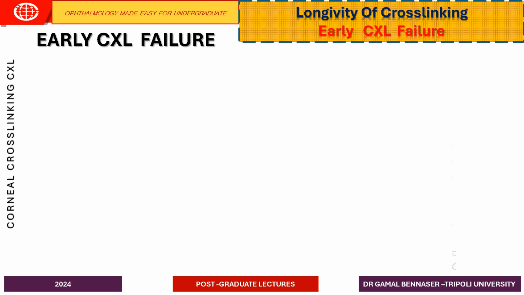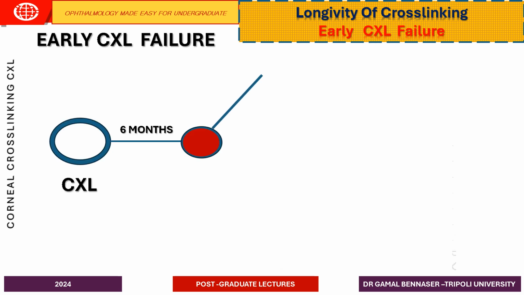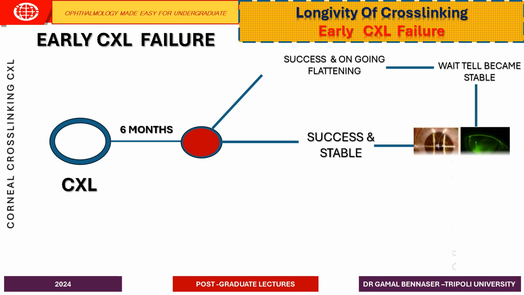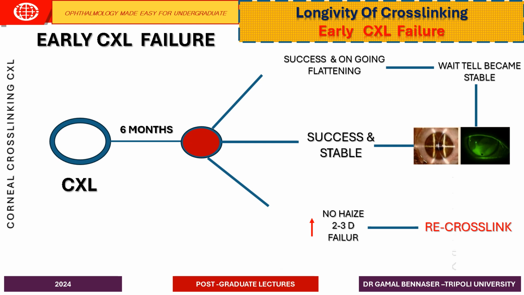Now, when we speak about the failure of cross-linking and when to do re-cross-linking, we can divide the failure of cross-linking into early failure and late failure. Early failure can be seen within the initial 6 months after cross-linking. When you examine the patient, you will not find much haze in the cornea, and there is a further increase in the curvature or power of the cornea of 3 or 4 diopters. This is clearly documented failure of your cross-linking, and you should carry out re-cross-linking again.